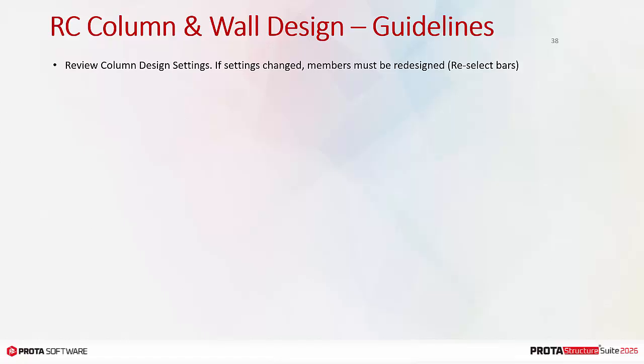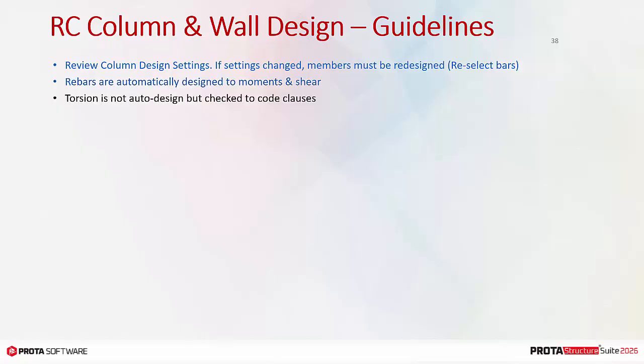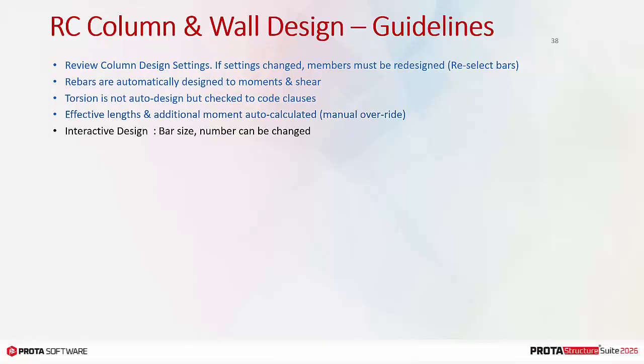Review column design settings. If settings changed, members must be redesigned. Use Reselect bars. Rebars are automatically designed for moments and shear. Torsion is not auto-designed but checked to code clauses. Effective lengths and additional moments are auto-calculated, but can be manually overridden. In interactive design, bar size and number can be changed. Ensure no red figures, as it indicates failure. Check the interaction or capacity diagram. Ensure all design points are within the curve.